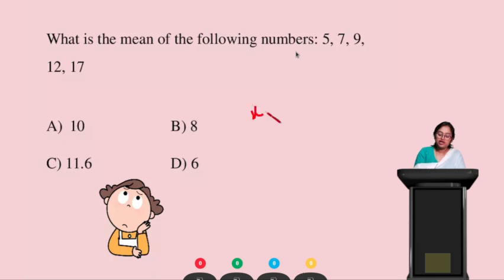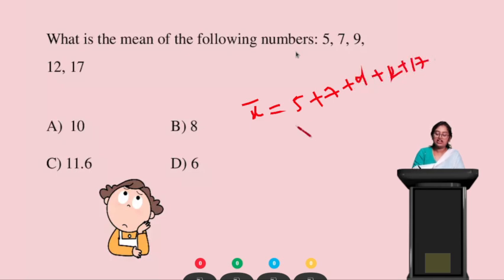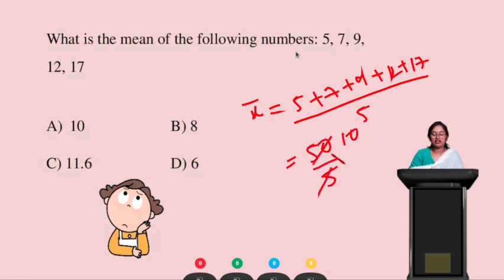So what is meant by mean, children? We have to add all the numbers and then divide it by the number of these numbers, right? So 5 plus 7 plus 9 plus 12 plus 17 divided by 1, 2, 3, 4, 5. Here the count of numbers given is 5. So the sum of these numbers is 50. 50 by 5 is 10. So here option A is the correct answer.